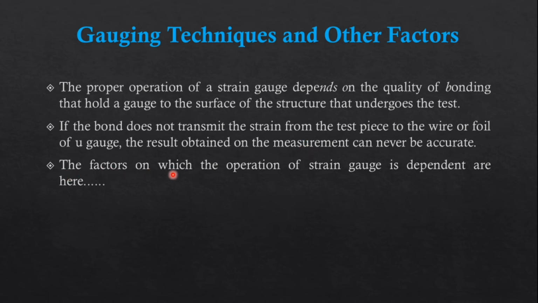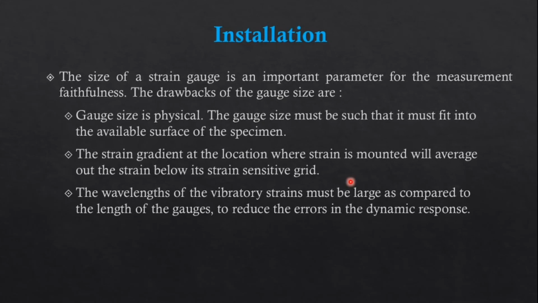Okay, the factors on which the operation of a strain gauge depends are here. So we are starting with installation. The size of a strain gauge is an important parameter for measurement fidelity. The drawbacks of gauge size: the first one is the physical gauge size. The gauge size must be such that it fits into the available surface of the specimen. So the size should be small enough so it can be adjusted anywhere on our surface.